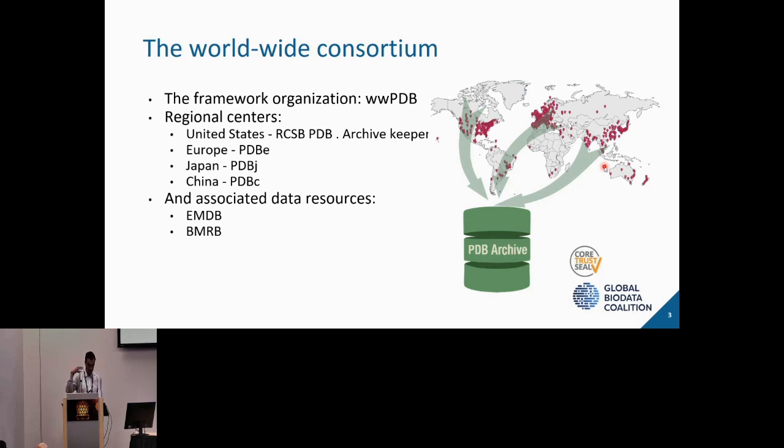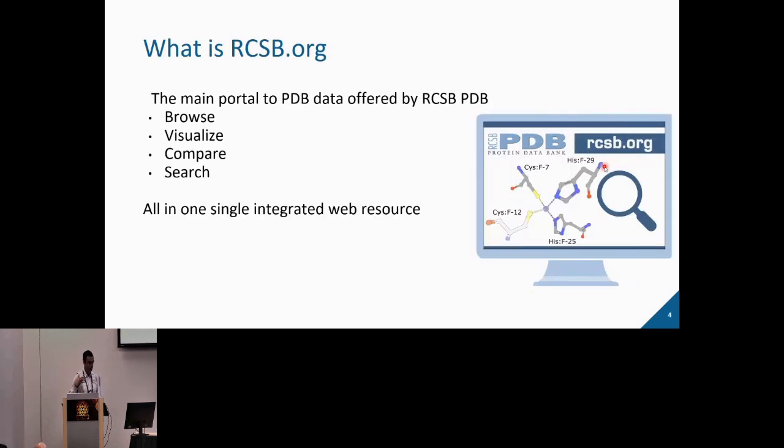That's on the data inside, on the deposition side of things, and then on the data outside, we have independent offerings. And RCSB.org is the offering from the US organization. With RCSB.org, you can browse, visualize, compare, and search, all of it in a single web resource.